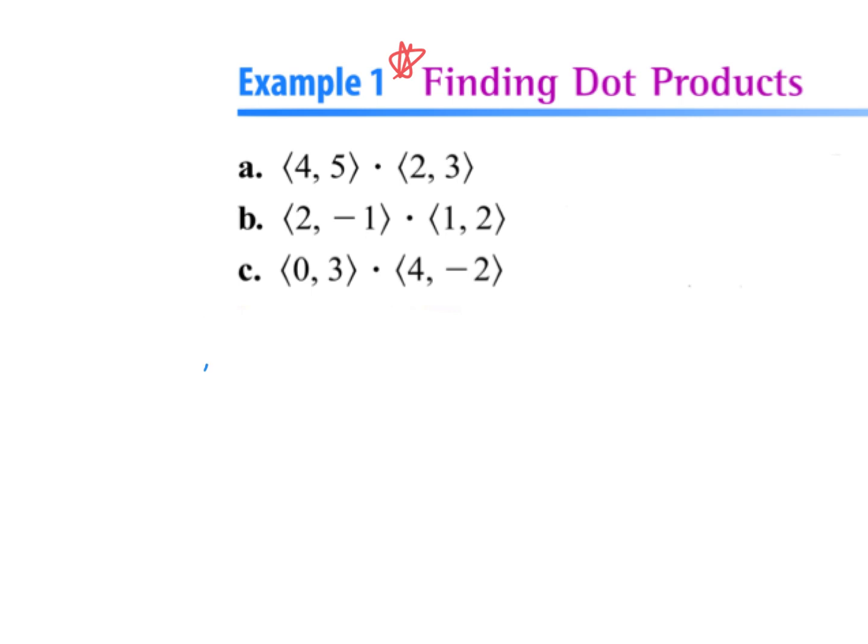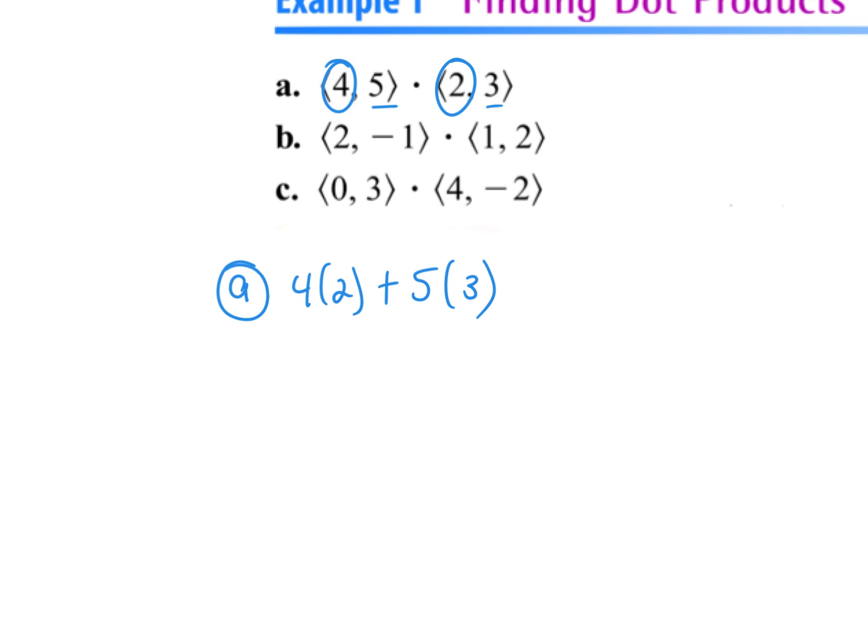So for letter A, to find the dot product, it's first times first. So 4 times 2 plus second times second, 5 times 3. Everybody see that? Now we simplify. 4 times 2 is 8, plus 5 times 3 is 8 plus 15, which is 23. Do you see how you have one singular value? When you are asked to find the dot product, you should get a number, not a vector.